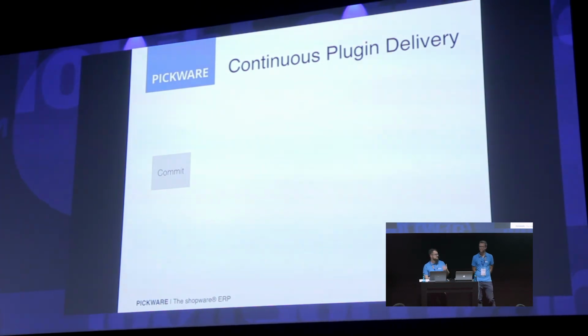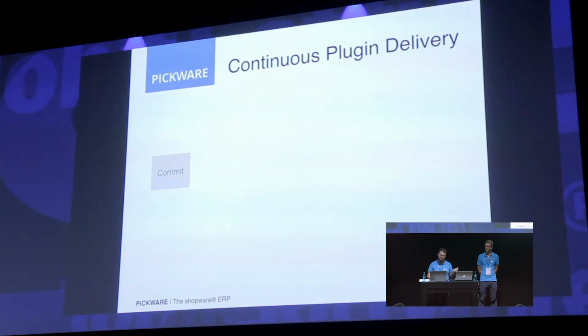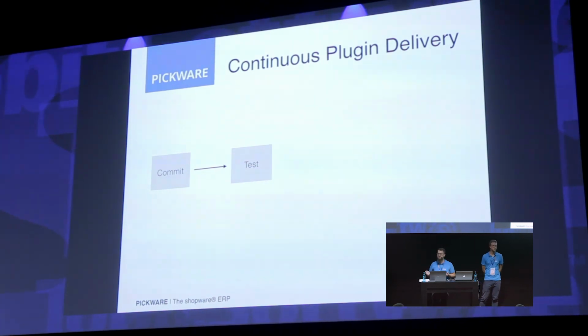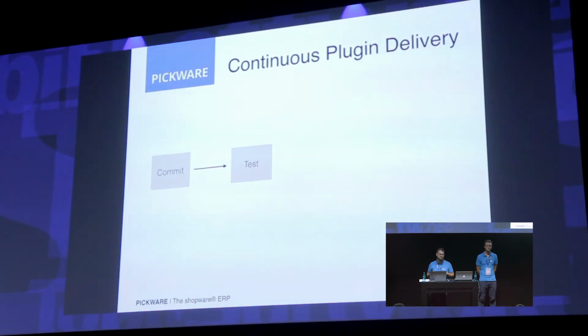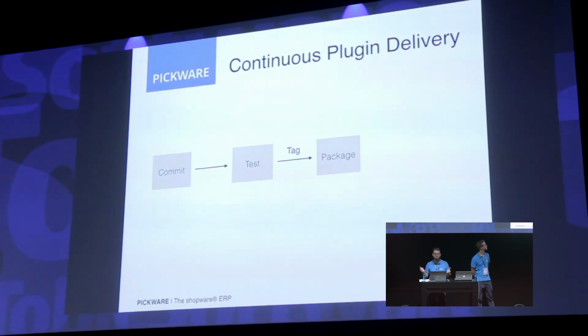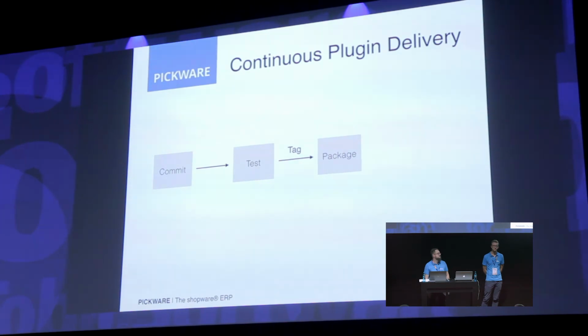Okay, so there's an example, a very simplified continuous delivery pipeline. First there's commit, then there's some kind of testing phase in which automated unit tests, integration tests, maybe even acceptance and UI tests are run. Then once this test is passed, you usually go ahead, take your release, and somehow package everything up into a plugin zip, which you can release through the community store or upload directly into a Shopware installation.